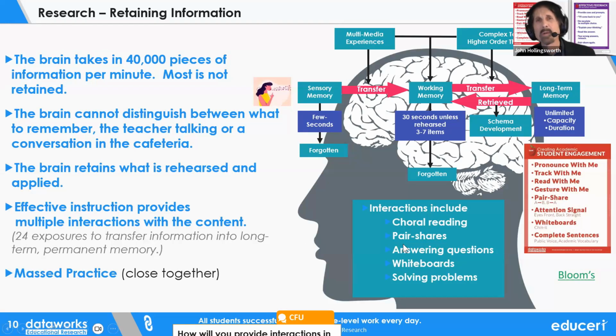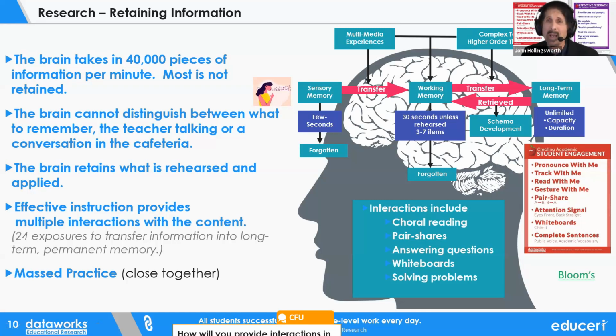All right, how else can we get repetitions and interactions? Let's read the second one. Pair shares. So in a pair share, A partner tells B, B partner tells A. A, explain your thinking to B. B, explain your thinking to A. So the pair shares can actually count twice because we're saying it and hearing it.